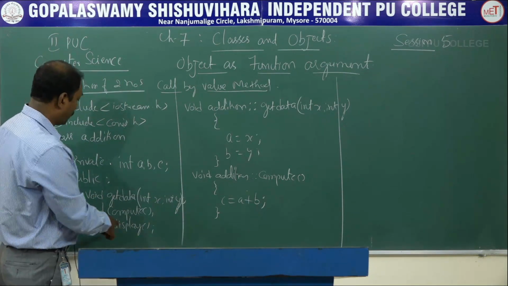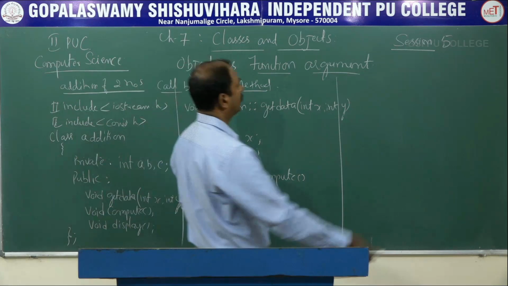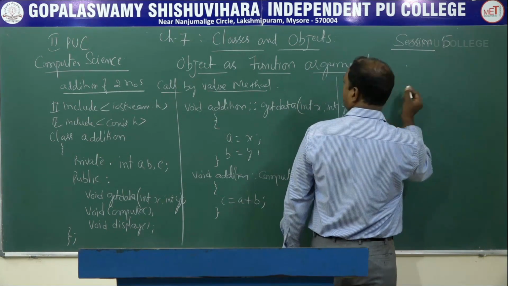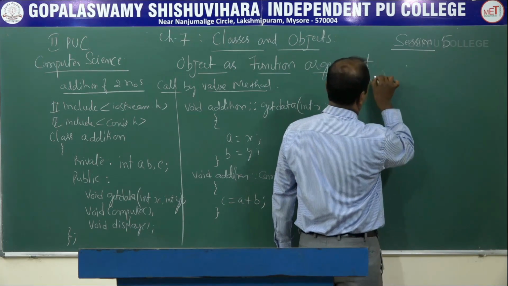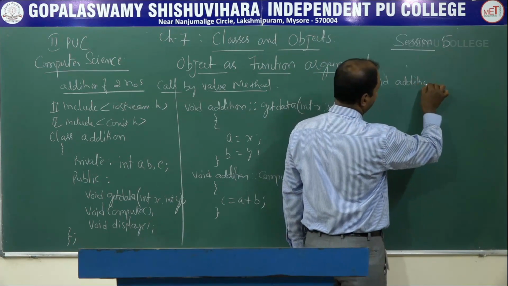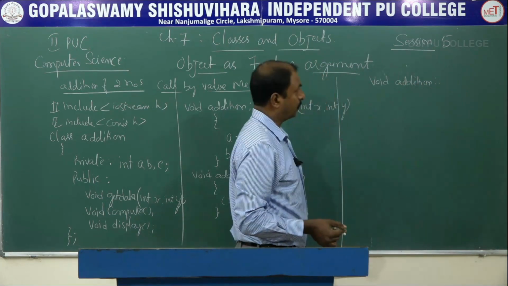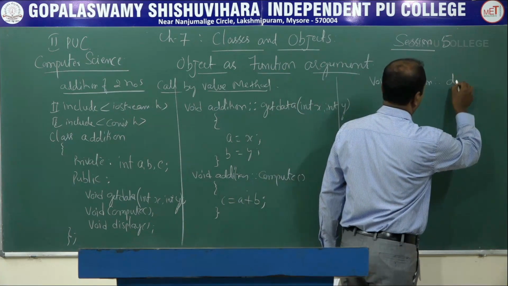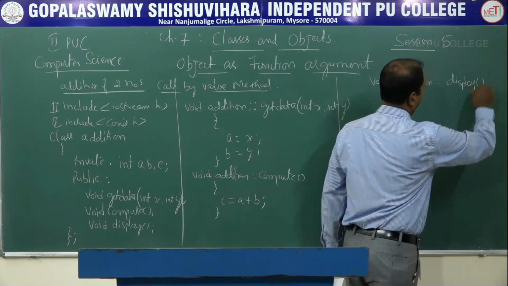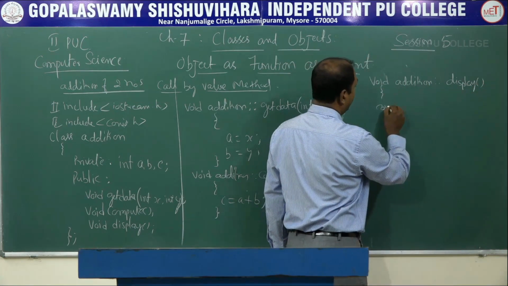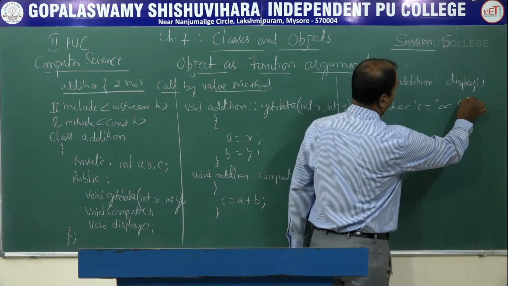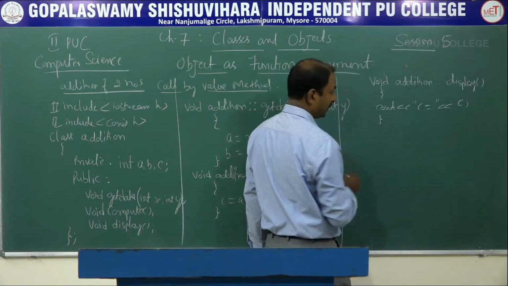Next we have to write the function definition of one more function, void display. For that, the class name is addition with the double colon, and the function is void display. Here we have to write cout of c, the variable c, and close this.